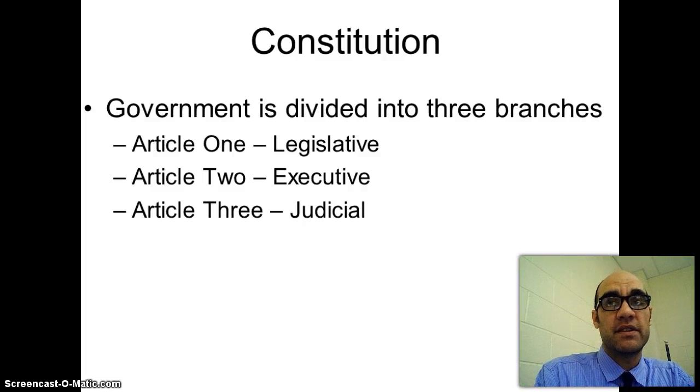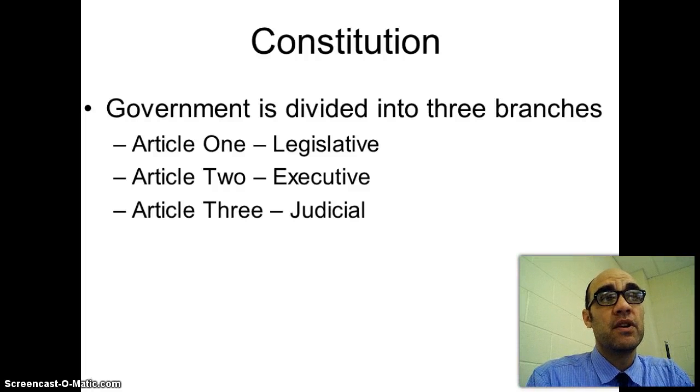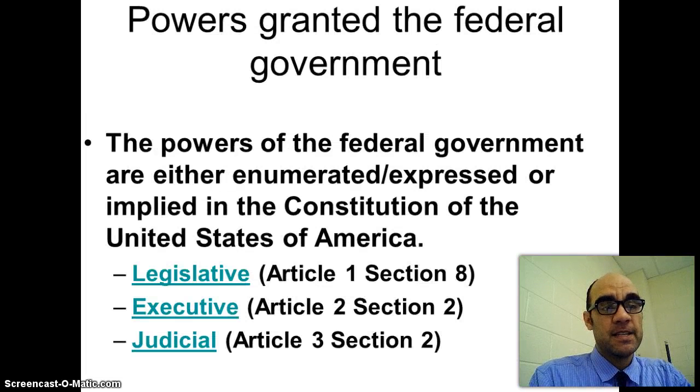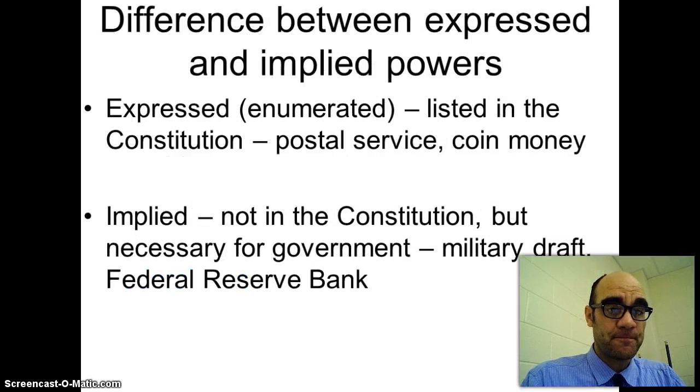Article 1 deals with the legislative, Article 2 deals with the executive, and Article 3 deals with the judicial. We'll get more in depth on each of those as we talk specifically about each branch. So let's talk about the powers that are granted the federal government. They're either expressed, enumerated, or they're implied, and we'll talk about that difference in one moment. But the powers of the legislative branch are in Article 1, Section 8. The powers of the executive branch are in Article 2, Section 2, and the powers of the judicial branch are in Article 3, Section 2 of the Constitution.